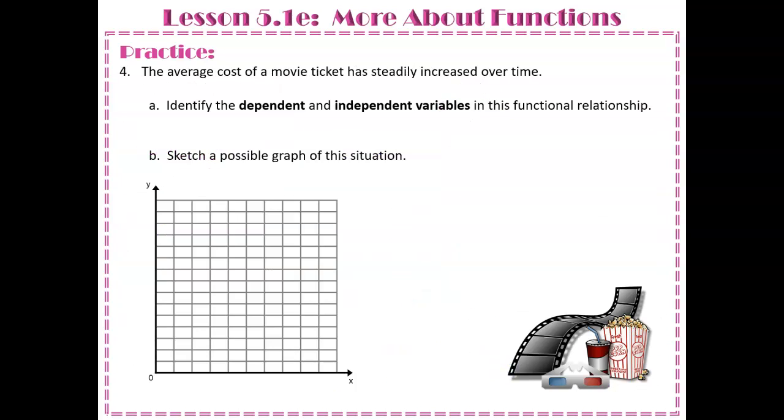The cost of an average movie ticket has increased steadily over time, which is the truth. So identify the independent and dependent variables. Well, the independent is time. And the price of a ticket is your dependent variable.